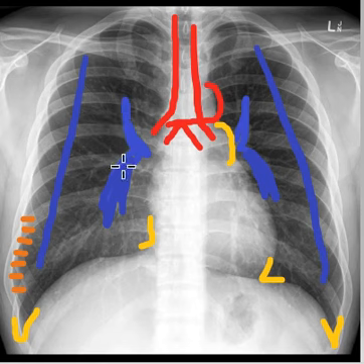Another identification point of the interstitial edema is that these vessels originating from the hilum, you can't quite differentiate these vessels.